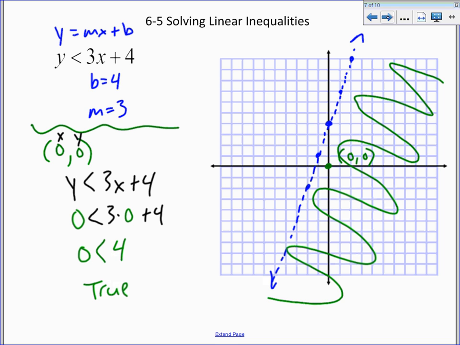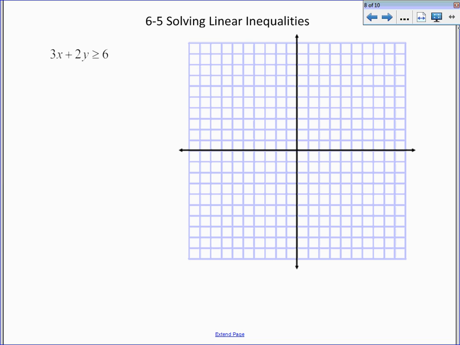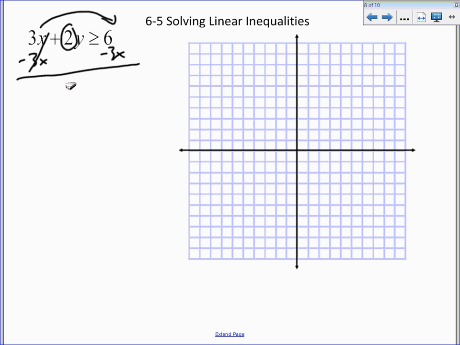Okay, let's try another example. Our second example, unfortunately, is not in slope-intercept form, so we're going to need to get it there. The way we're going to do that first is by moving this over, and then we're going to have to get rid of this 2. So first we're going to subtract 3x. These cancel, and you're left with 2y is greater than or equal to negative 3x plus 6.